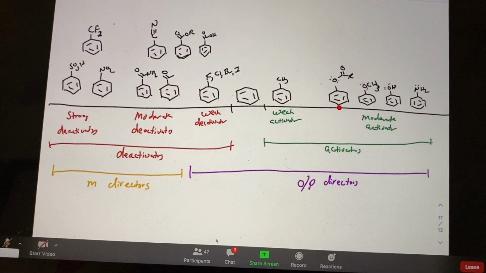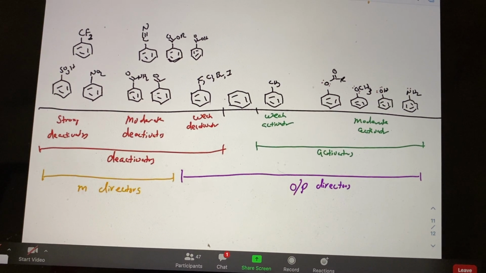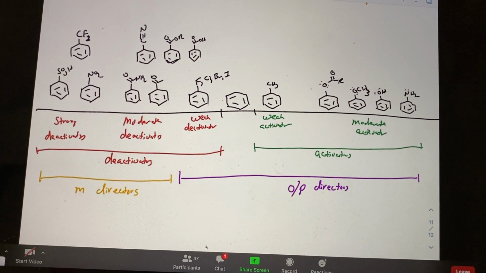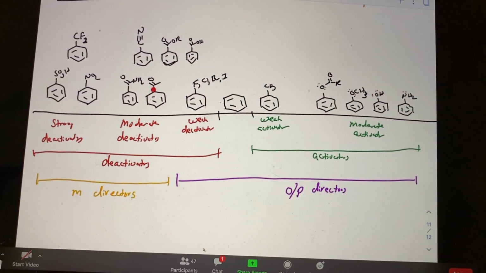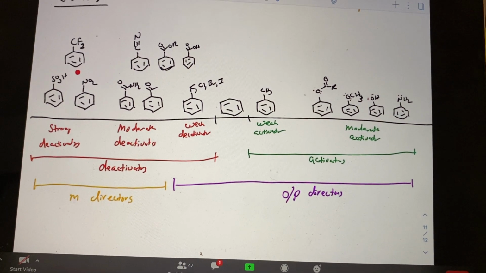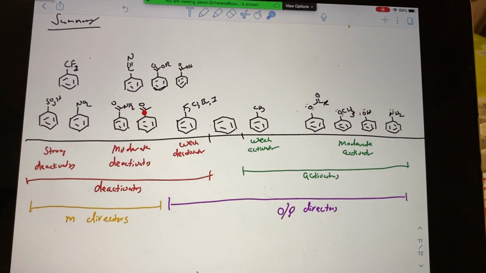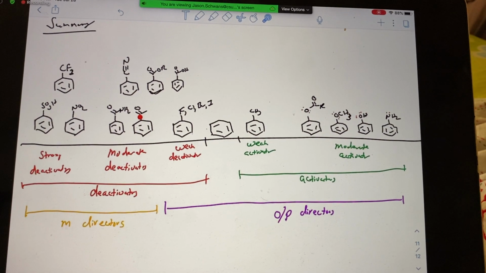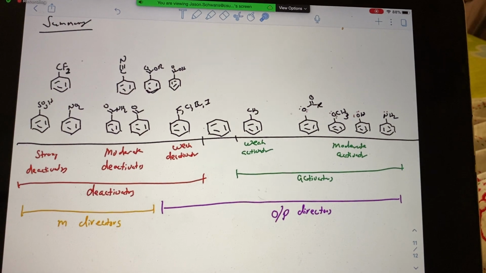You do not have that in all of these deactivating groups, which are all these other meta directors. We'll ignore the halogens for a second. All of these have groups that are electron withdrawing, whether it be a carbonyl group and all its derivatives, or something strong like nitro or trifluoromethyl. But these groups do not have an atom that has a lone pair of electrons directly connected to the benzene ring. And a really good example of this, I think, is the ester.